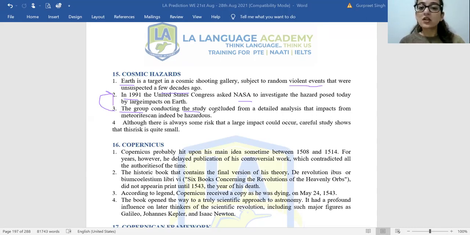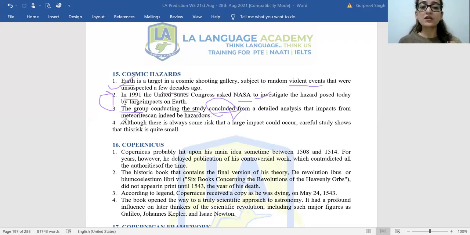The group conducting the study concluded. So obviously first something will start the investigation, only then the conclusion will come. They concluded from a detailed analysis that impacts of meteorites can indeed be hazardous. Although there is always some risk that a large impact could occur, careful study shows that this risk is quite small. So the first one was a general sentence talking about violent events. They can be any event. Then they picked up one event and gave an example: in 1991, the US Congress asked NASA to investigate, and that particular group concluded something.